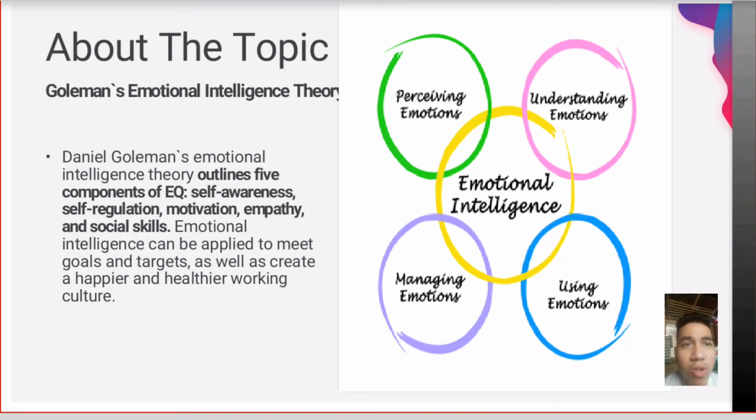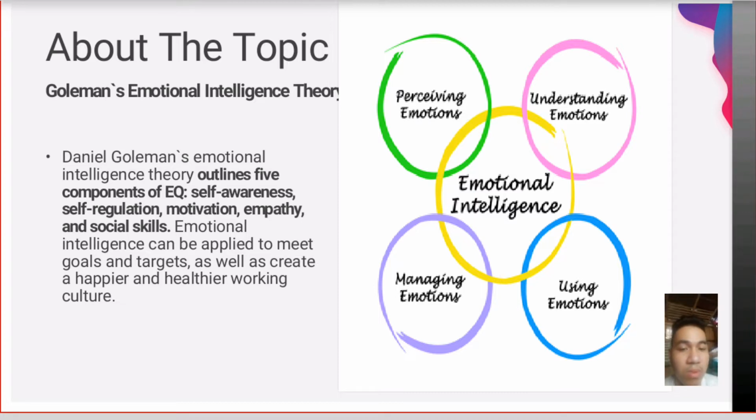Daniel Goleman's emotional intelligence theory outlines 5 components of EQ, or emotional quotient. There are self-awareness, self-regulation, motivation, empathy, and social skills. Emotional intelligence can be applied to meet goals and targets, as well as create a happier and healthier working culture. So here are the 5.